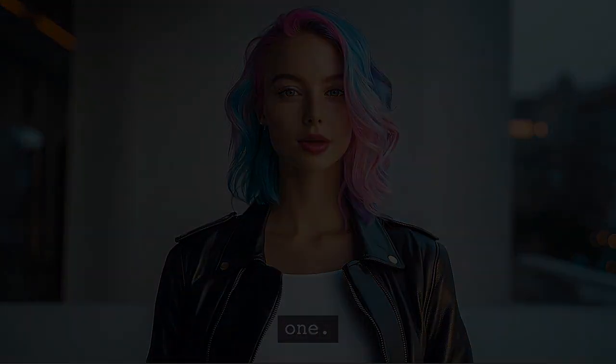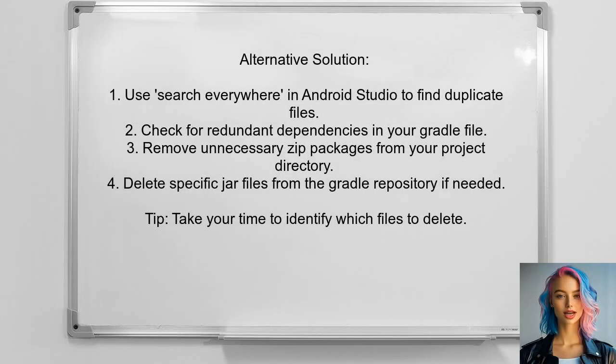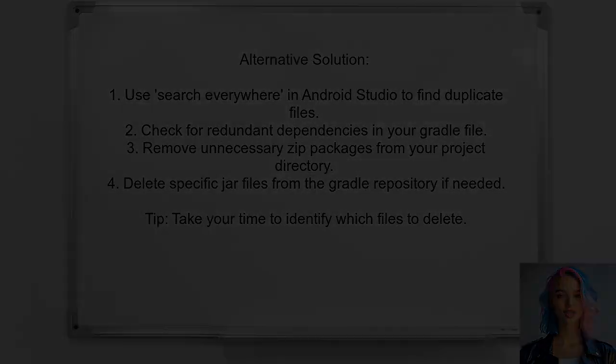Let's explore another one. One user faced a similar issue with multiple files causing build errors. They found that excluding individual files worked temporarily, but it became cumbersome. Instead, they searched for duplicate files in Android Studio using the Search Everywhere feature. They discovered redundant dependencies in their Gradle file and removed the unnecessary zip packages from their project directory. They also deleted a specific jar file from the Gradle repository to resolve the issue. This approach helped them eliminate the errors effectively.